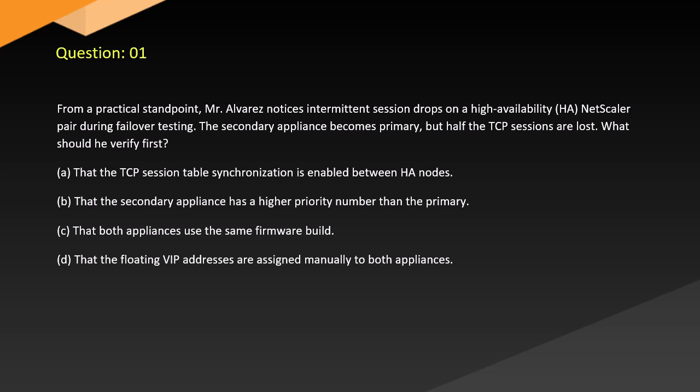A. That the TCP session table synchronization is enabled between home nodes. B. That the secondary appliance has a higher priority number than the primary. C. That both appliances use the same firmware build. D. That the floating VIP addresses are assigned manually to both appliances.